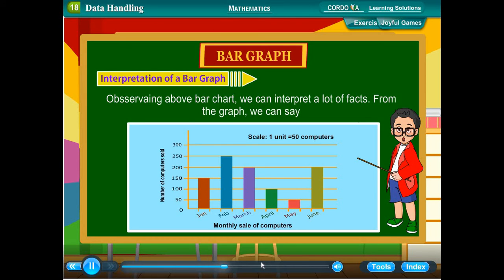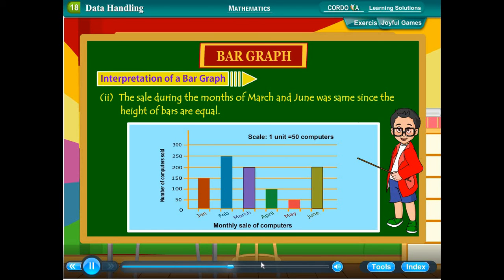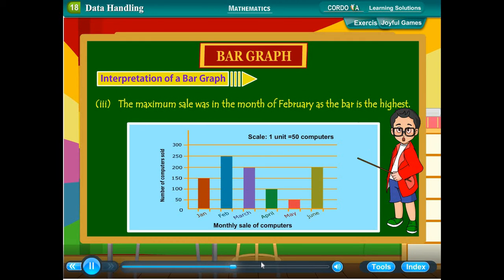Observing the above bar chart, we can interpret a lot of facts. From the graph, we can say the lowest sale of computers was in the month of May as the bar is smallest. The sale during the months of March and June was the same since the heights of the bars are equal. The maximum sale was in the month of February as the bar is highest.